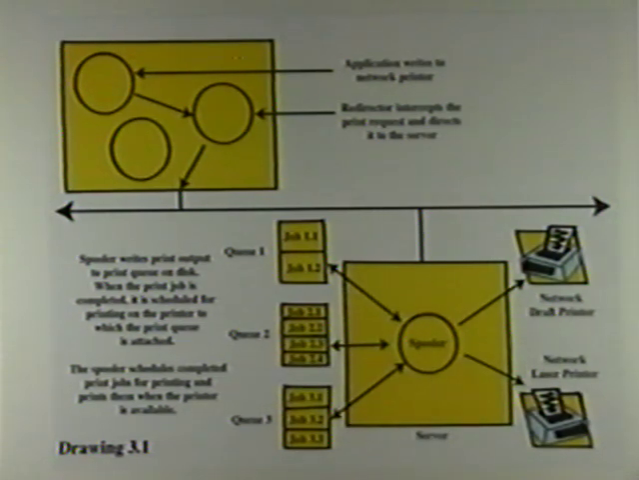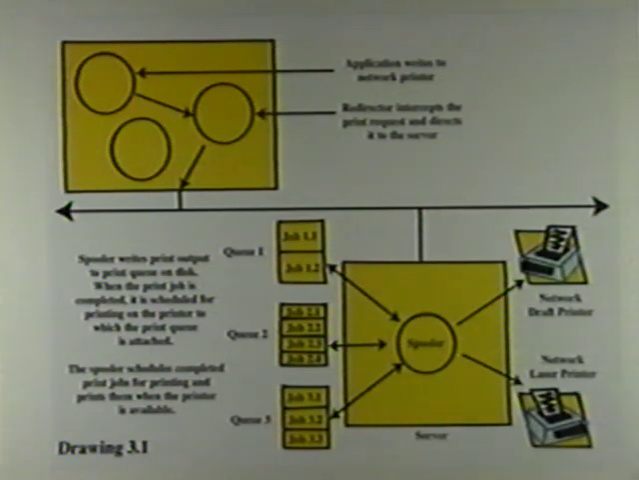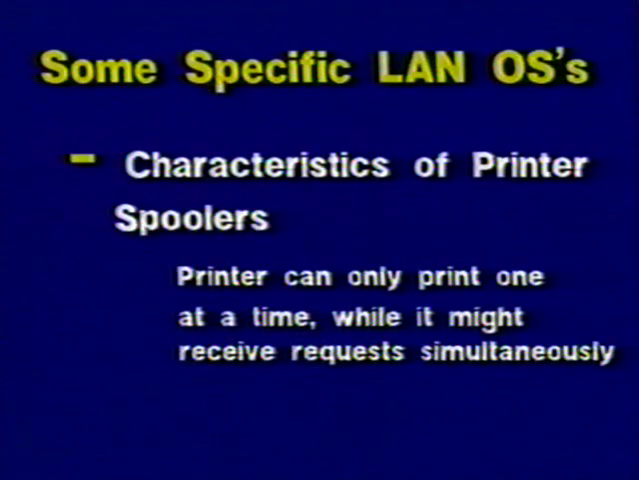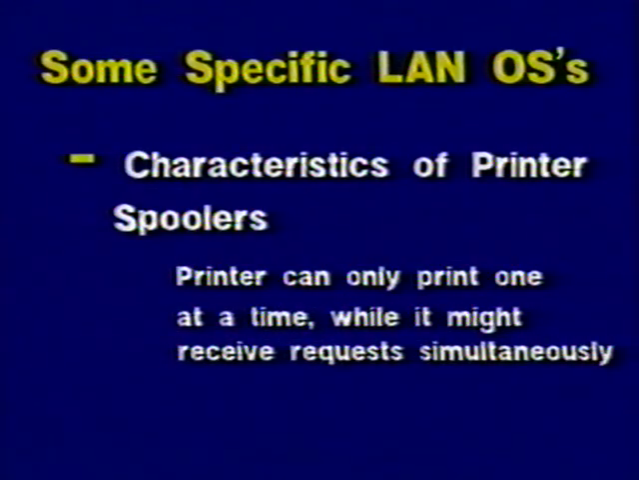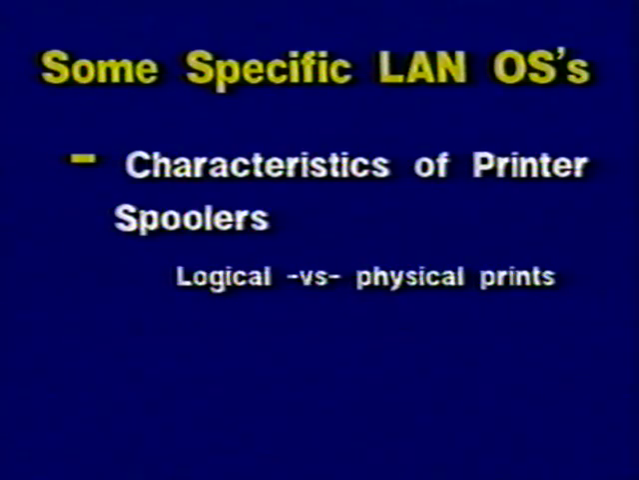Based on that description, let's go ahead and formalize your notes and put up some information on printer spoolers. Just to reiterate, printer spoolers can only print one job at a time, but they receive requests simultaneously. This leads to the concept of logical versus physical prints. Physical prints are obviously where the printer server is literally printing the document. The data is being sent to the printer, and the printer is spitting out pages after they've printed to the page.